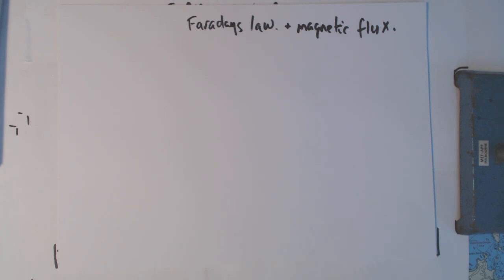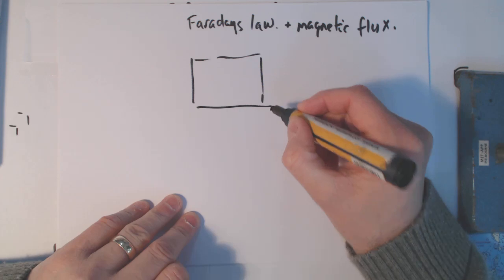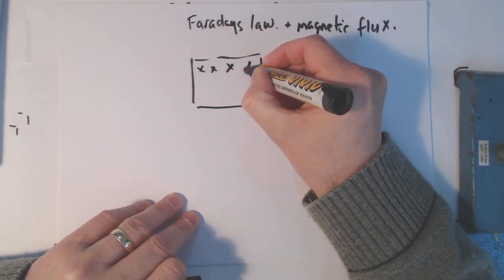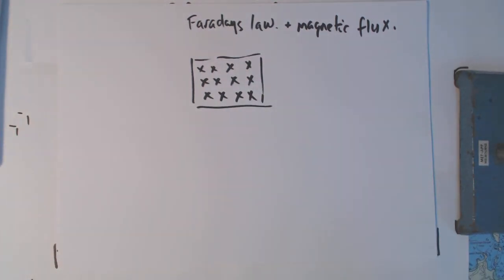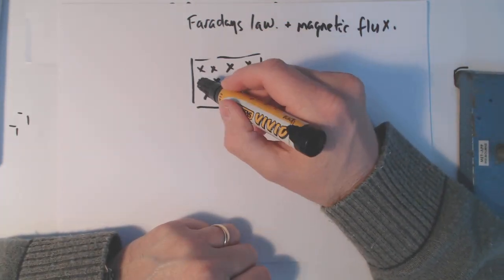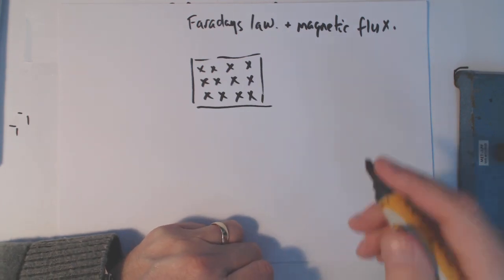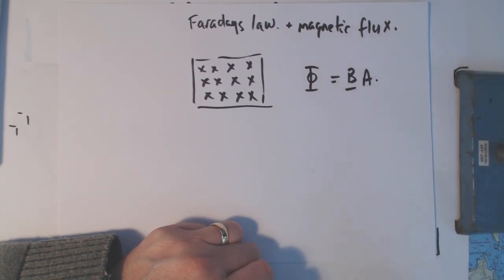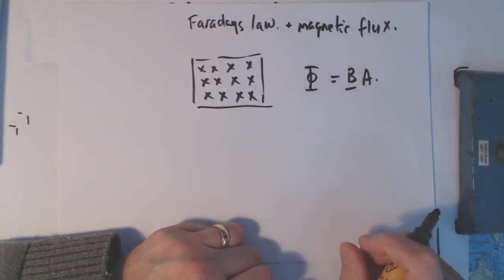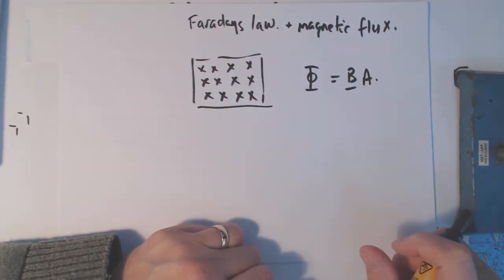First, we just have to talk about flux. When you have an area with a magnetic field going through it, the magnetic field strength times the area is called the flux. So flux, and this is our symbol for it, is equal to magnetic field strength times area. So it's not magnetic field by itself, it's not area by itself, it's magnetic field strength times the area.